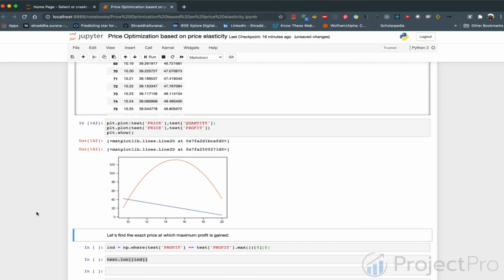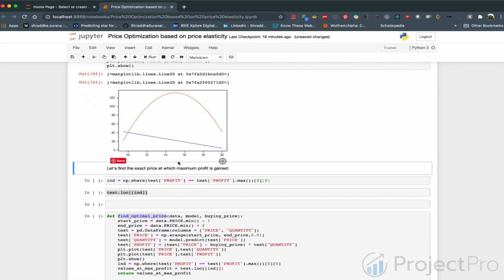And while this tabular form is quite tedious to look at, let us create some plots. So this is a very simple plot which is plotting price against quantity, which is the blue line. As expected, as price increases, quantity will decrease. And the price and profit in the orange line. So we see that as price is increasing, the profit is increasing up to a certain point, post which it starts diminishing. And the top of this curve is the sweet spot that we want to identify so that we can price a product to gain maximum profit.